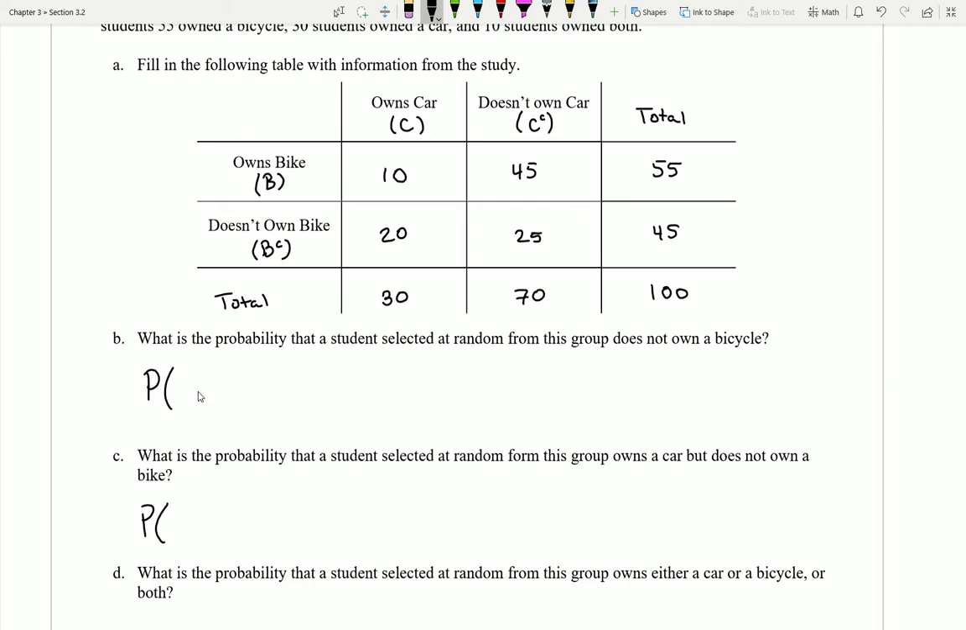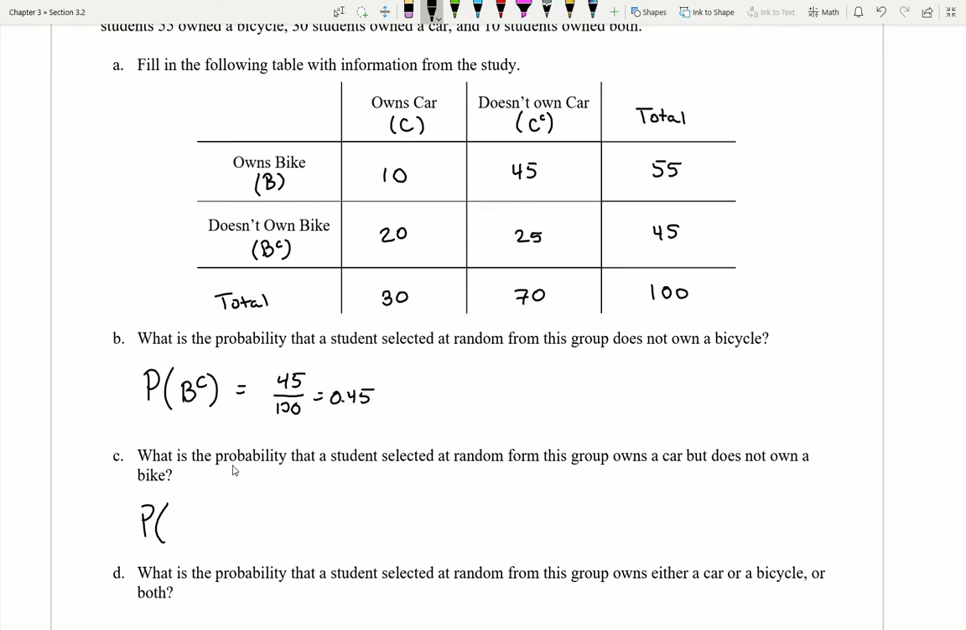Okay, so let's see what we got here. What is the probability that a student selected at random from this group does not own a bicycle? So that's the probability of B complement. Well, notice this is actually super easy. I already know the total number of people that do not own a bicycle. That's 45 out of 100. So my answer here is 45%.